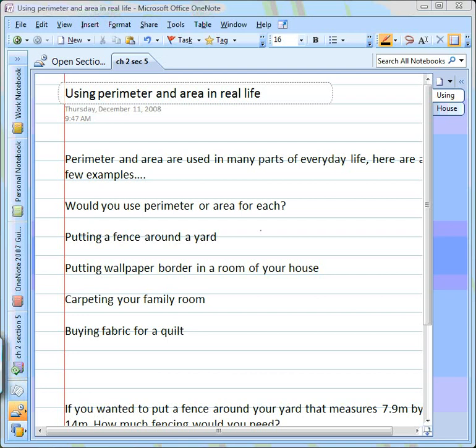We've been using perimeter and area and learning how to do the calculations for them, and now it's time to see how we're going to use those in real life. There's quite a few applications for these, but here are some examples of a few.